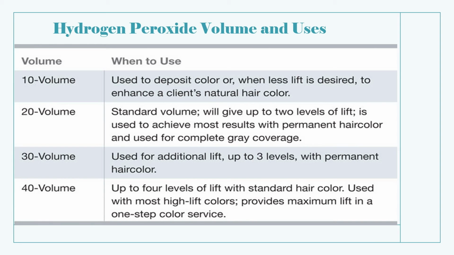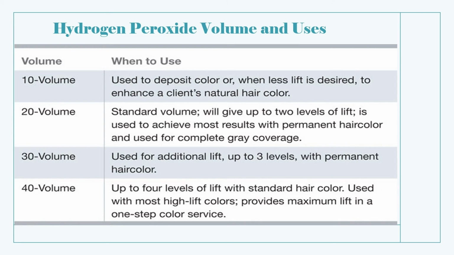Your 20 volume is your standard volume that will give you up to 2 levels of lift, used to achieve most results with a permanent hair color and used for complete gray coverage. Again, 20 volume is best for gray coverage because gray hair typically gets the best results with 20 volume, since you're going to use a permanent hair color.